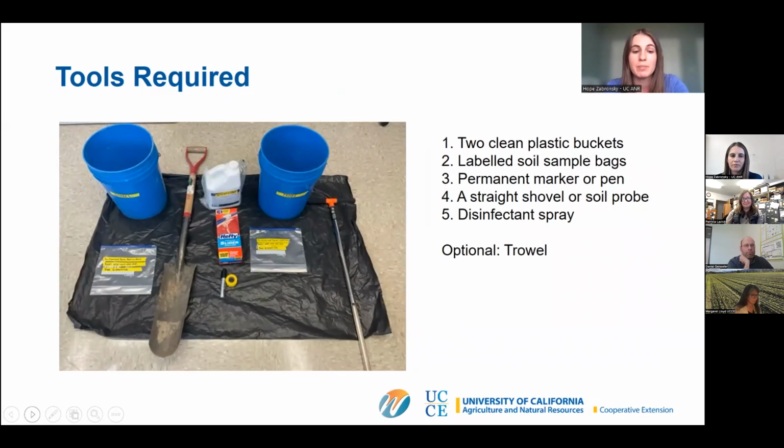And then for collecting the samples, we recommend a straight shovel or a soil probe, depending on which method you'll be using, and either is perfectly fine. And then here you can also see the white bucket is a disinfectant spray, and this is really important if you'll be using these same soil sampling supplies for different fields, if you know there might be a pathogen or disease in one of those fields. And then an optional tool is a small trowel, which could help you remove excess vegetation or litter that's on the soil surface before you use the shovel or soil probe to collect your sample.